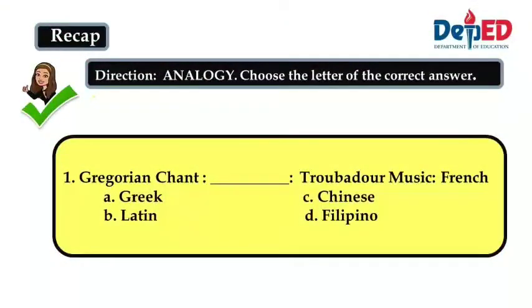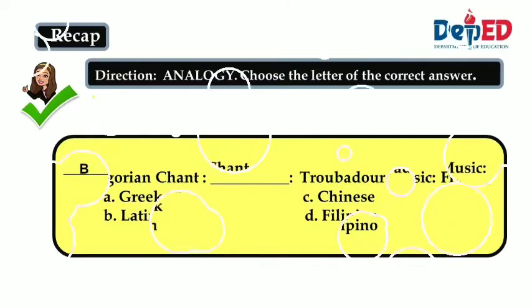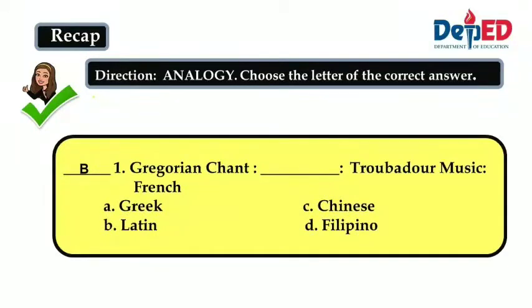Now it's time for recap. Direction: Analogy. Choose the letter of the correct answer. Number 1. Gregorian chant is to blank and troubadour music is to French. Is it A. Greek, B. Latin, C. Chinese, D. Filipino? If you answered letter B, Latin, your answer is correct.